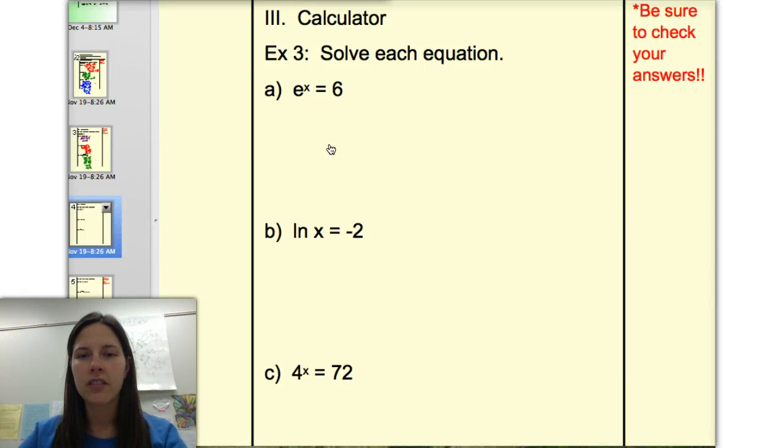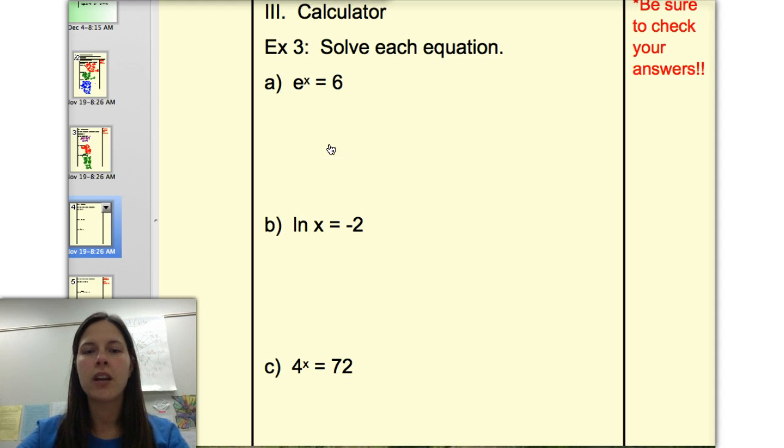Now we're going to take a look at solving some equations using our calculator. So our first equation, we have e to the x power equals 6. In order to solve this one, we have to get the variable out of the exponent. So we're going to convert it to log form.